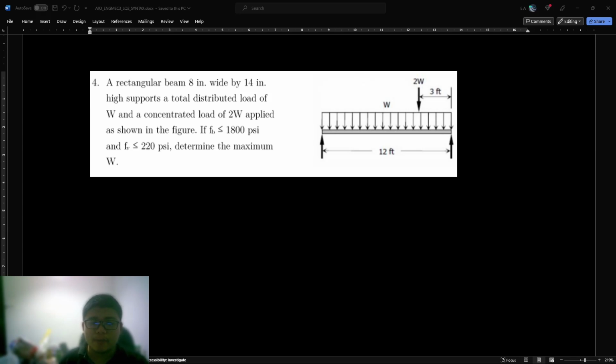A rectangular beam 8 inches wide by 14 inches high supports a total distributed load of W and a concentrated load of 2W applied as shown in the figure. If FB, our flexural stress, is maxed out at 1800 psi and FV, our shear stress, is maxed out at 220 psi, determine the maximum W allowable.